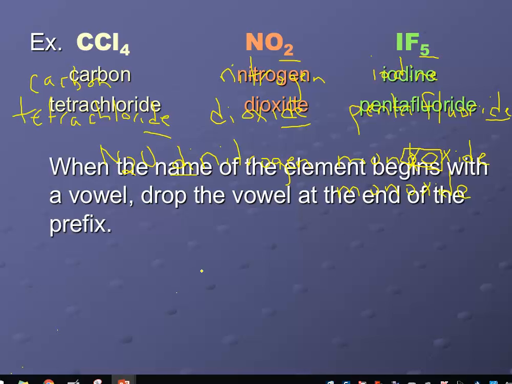All right. This is the naming of the element that begins with a vowel. Drop the vowel at the end of the prefix. So that would be something like, let's do this, if we had tetraoxide. Okay, here we've got 2 vowels right next to each other. When we've got 2 vowels right next to each other, if they're not the same, we can keep both of them if we want, call that tetraoxide. And some people get rid of that A and just call it tetroxide. So you'll see it done either way.